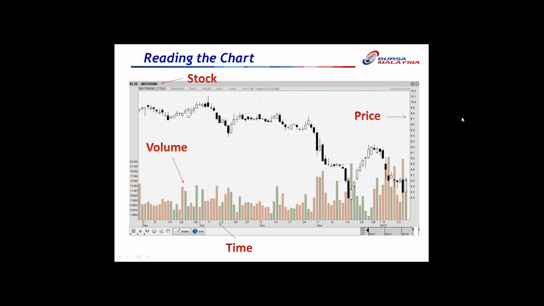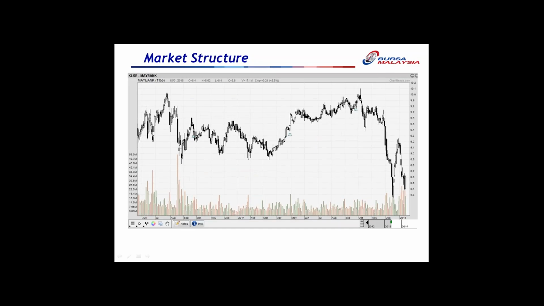If you will allow me to draw, let me use a highlighter. I'm not sure whether you can see. This represents one day, right? This represents one day, and this represents the second day. So in this case, this could probably be December 2nd, right? The price went up from 9 ringgit 10 cent to about 9 ringgit 30 cent and closed at about 9 ringgit 20 cent for this bar, alright? So there's a little bit about the charts.